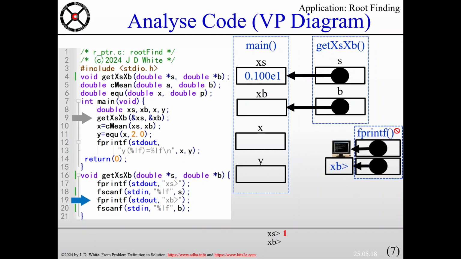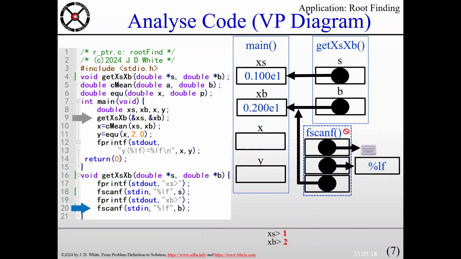fprintf is called again, this time putting again. The monitor is in one spot. The other pointer goes to what I want to say. I call fscanf again to get the information.